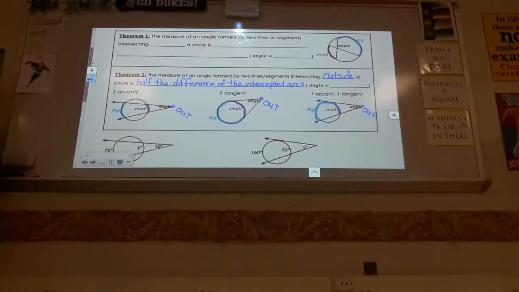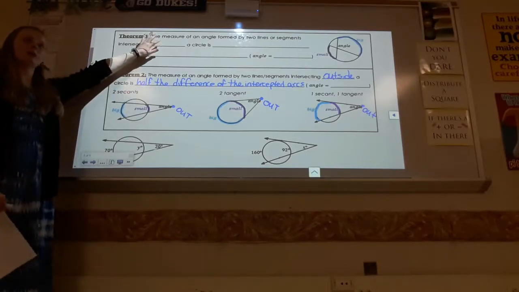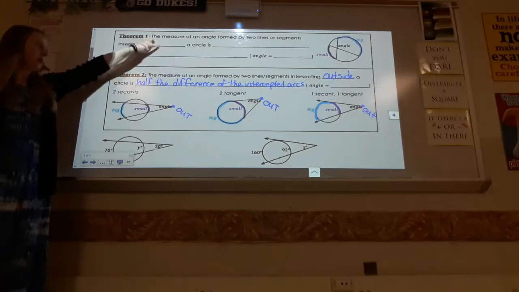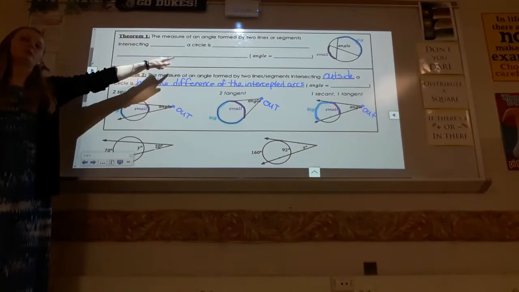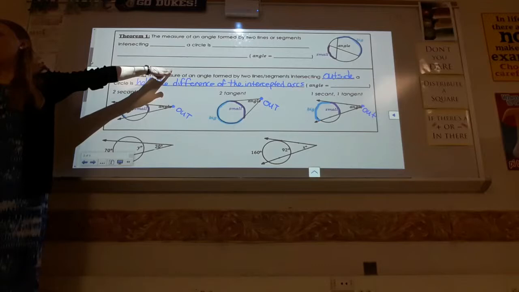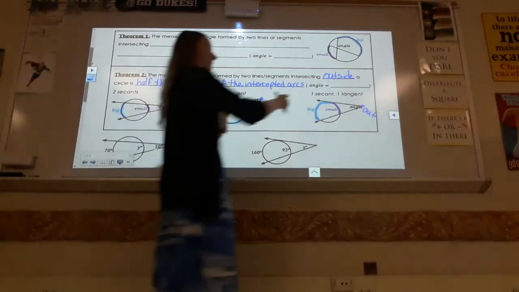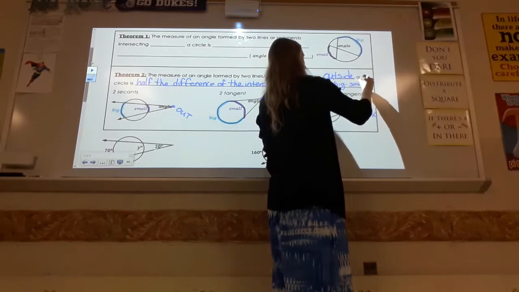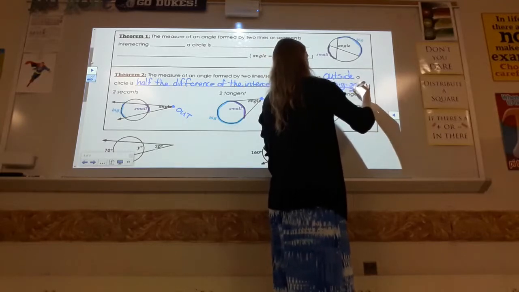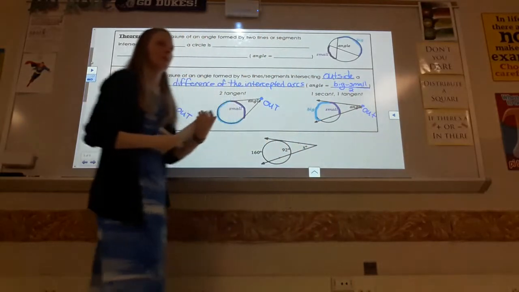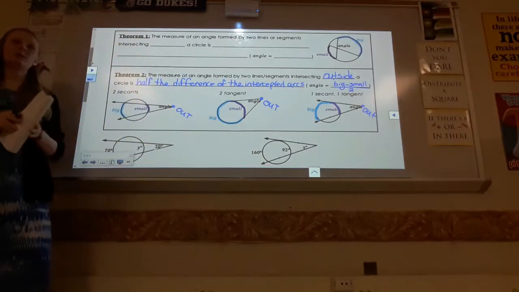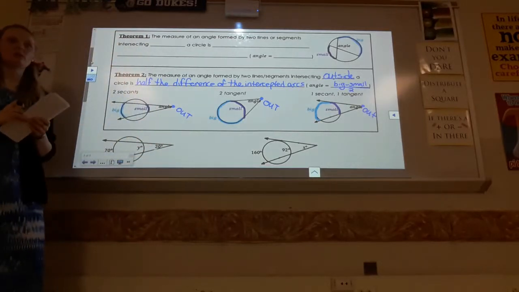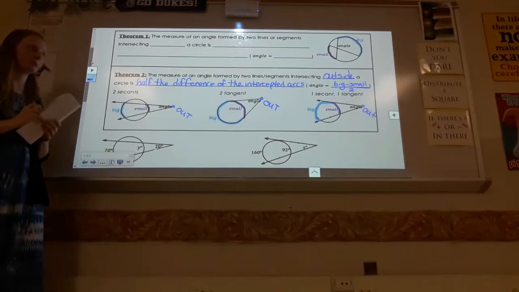Do you guys remember what difference means? Subtraction. So when it's inside of a circle, you use addition. When it's outside of a circle, you use subtraction. But otherwise, the formula is the same. So over here, you have the angle would be big minus small divided by 2. If it's inside, it would be big plus small divided by 2. If it's outside, it would be big minus small divided by 2.